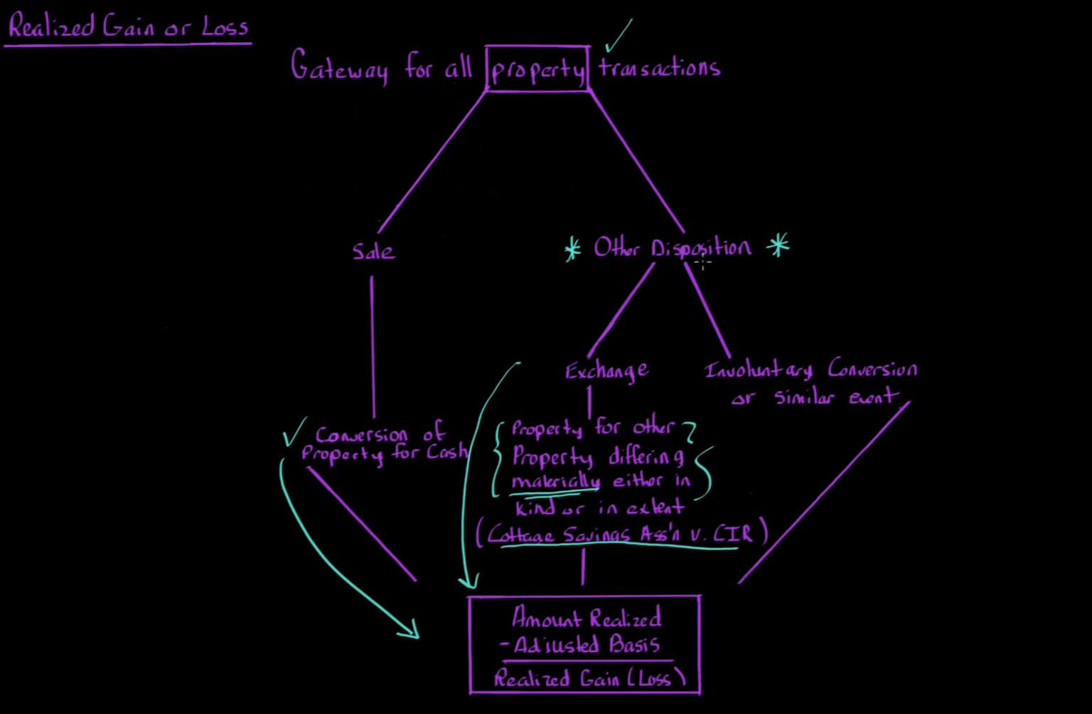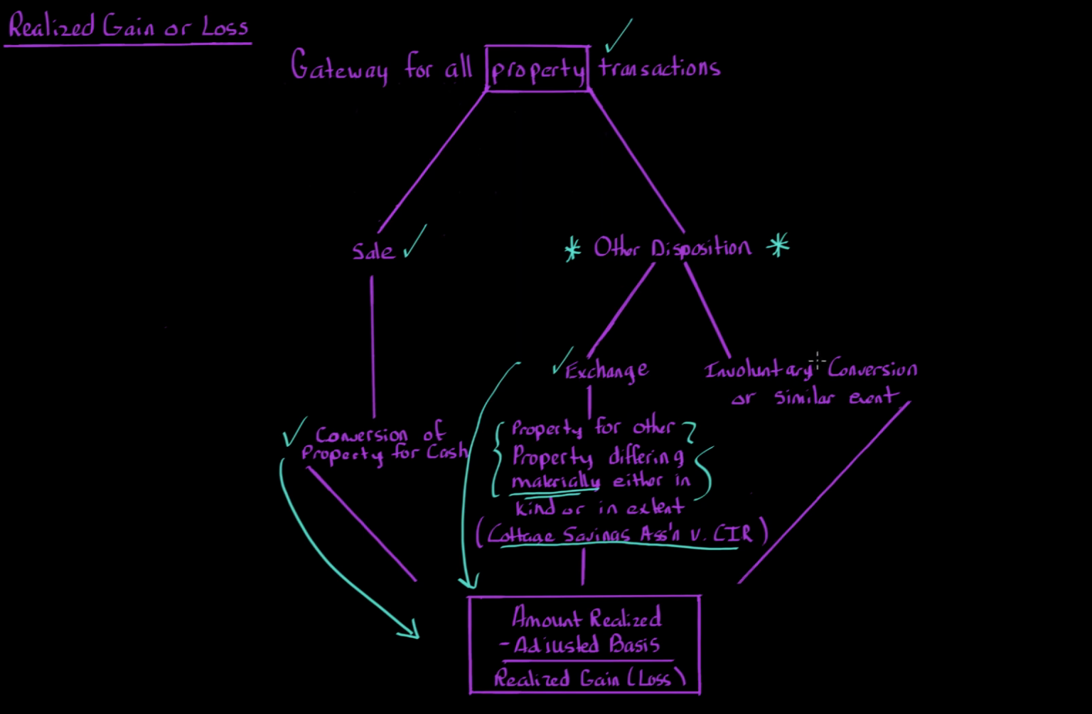Going back to other dispositions. We're going to learn later on in other topics that to have certain tax treatment, you must have a sale or exchange. Now, with regard to this gateway provision, which applies to any property transaction, there are other types of dispositions. The main ones, and there are all different types, are sale, exchange, and involuntary conversion. A sale and exchange are voluntary, meaning that you actually want to make the sale. You want to make the exchange.